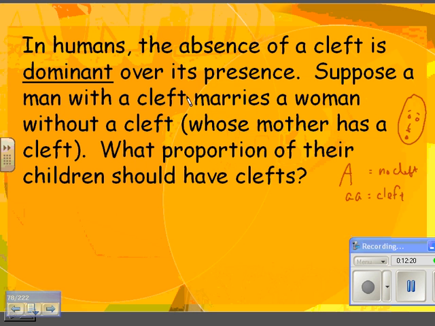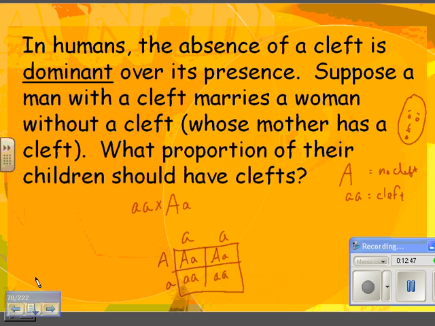Okay, so anyway, suppose a man with a cleft. If he has a cleft, that means he's little a, marries a woman without a cleft whose mother has a cleft. So the woman without a cleft would be big A, and the mother has a cleft, so little a. What proportion of their children should have clefts? Half. Very good. There we go. So 50% of them have a cleft.